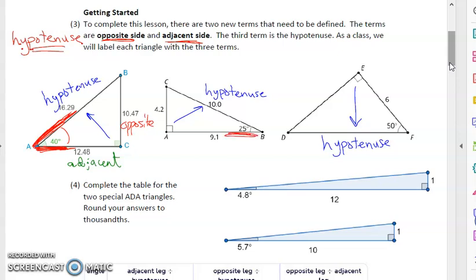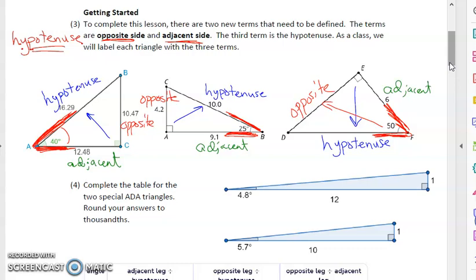So hopefully when we shade the 25-degree angle, the side that doesn't get shaded is the 4.2, that's the opposite side. And hopefully you have labeled the 9.1 as the adjacent side. In the last triangle, the 50-degree angle is the angle we're working with. So the side that didn't get shaded, that's the side that's opposite the 50-degree angle. And then the third side where the 6 is, that's the adjacent side.